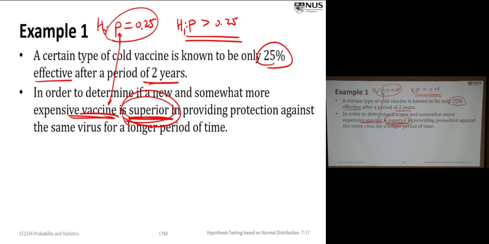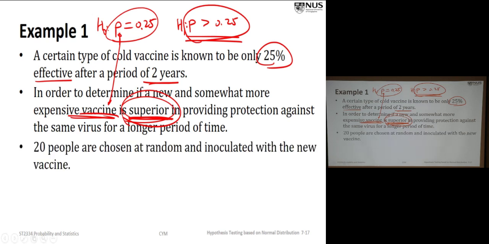This is the same for other vaccines as well. But we want to find out whether it has really changed to a higher proportion of effectiveness. That means more people get protected, not just 1 out of 4, but maybe higher than that proportion. This P refers to the proportion of individuals that are protected after 2 years. And we claim that it's better, so we put it as the alternative.